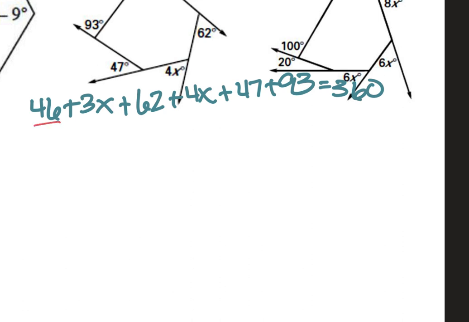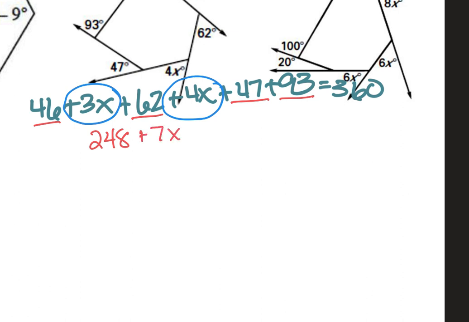We have 46, 62, 47, and 93. If I add all of that together, I'm going to get 248. Now I'm going to combine the other like terms. I'm going to add 3x to 4x. That's going to give us 7x. And again, when they're on the outside, they're going to equal 360.